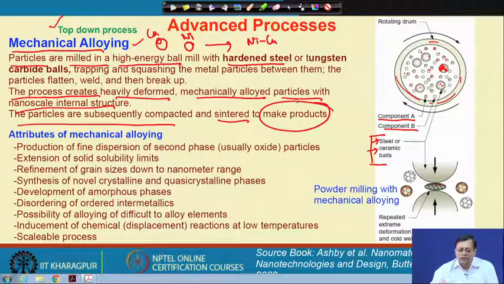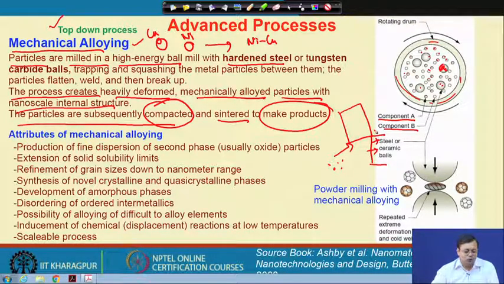So, ball milling or mechanical alloying produces very fine size particles which later on need a secondary process such as compaction or consolidation in order to make a bulk scale nanostructure, by techniques like pressure induced sintering and so on. Now, a typical attribute of this mechanical alloying process is that we can produce a very fine dispersion of this solid phase.